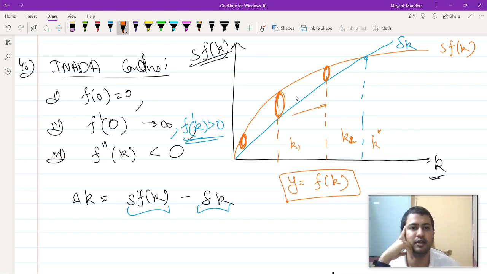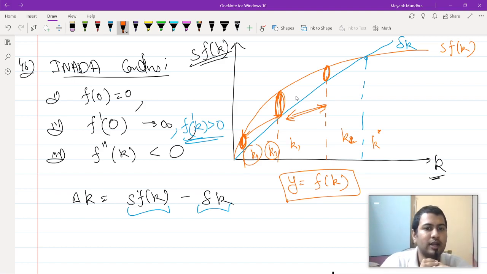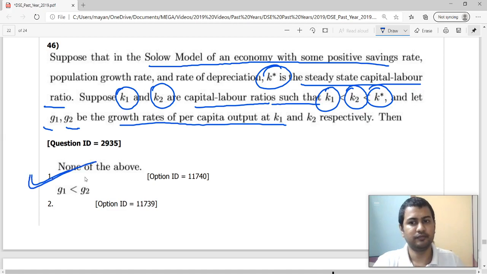So I do not know where k1 is. If this is the pair, then the rate of growth could be higher, but if this is your k1 and this is your k2, then the rate of growth is higher at k2. So I cannot really compare, even if Inada conditions are obeyed, where the rate of growth will be higher. Here I have not even been given Inada conditions. Even if I am given Inada conditions, I cannot really compare these things. Even then the answer would be none of the above.